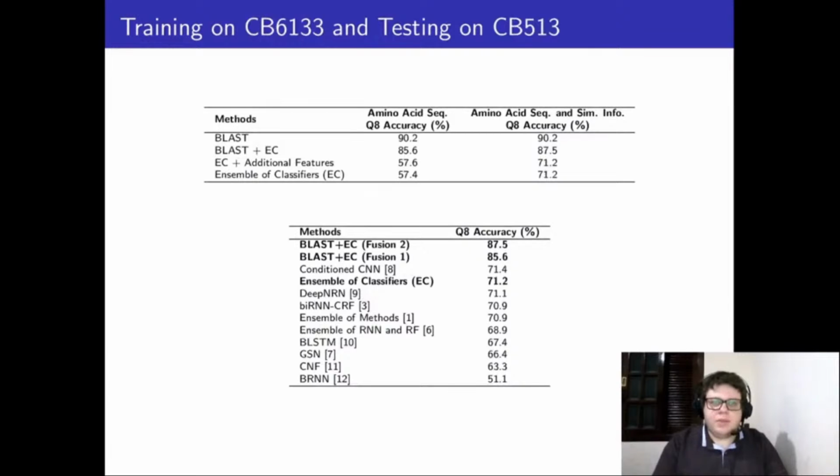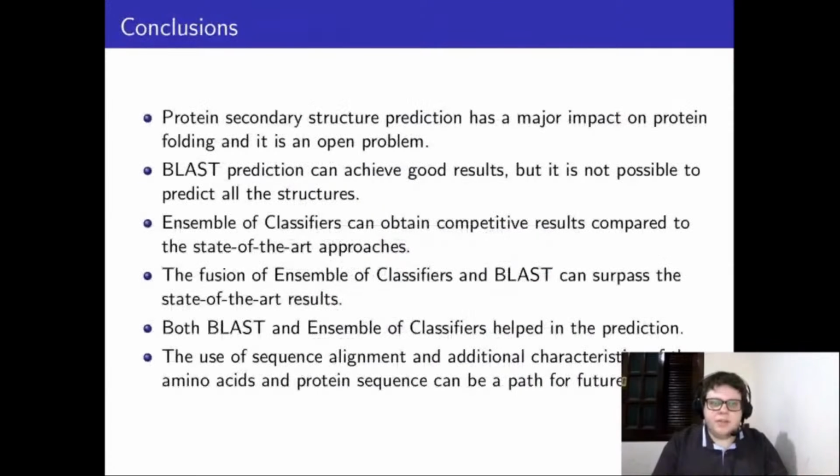The last experiment was training on CB6133 and testing on CB513. The first table presents the results using the amino acid sequence, and using the amino acid sequence and similarity information, for the ensemble of classifiers with additional features, BLAST, and the fusion of BLAST and ensemble of classifiers. The second table compares the results with the literature.